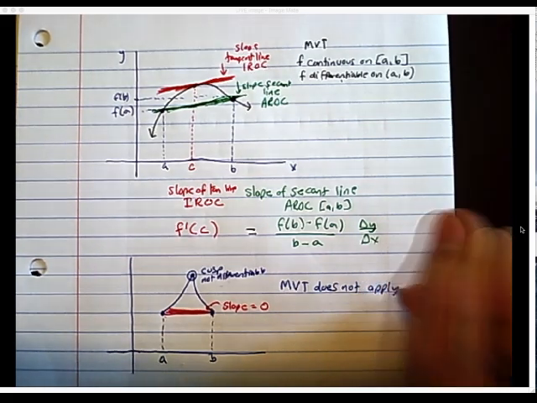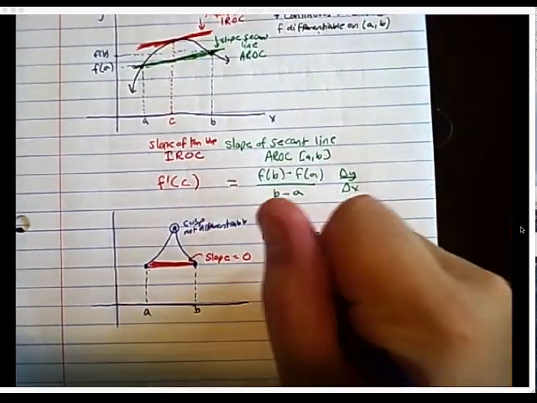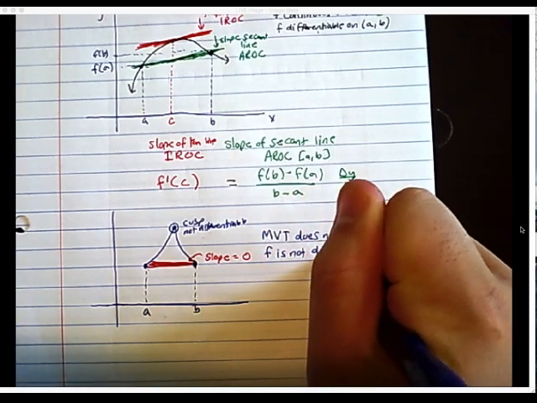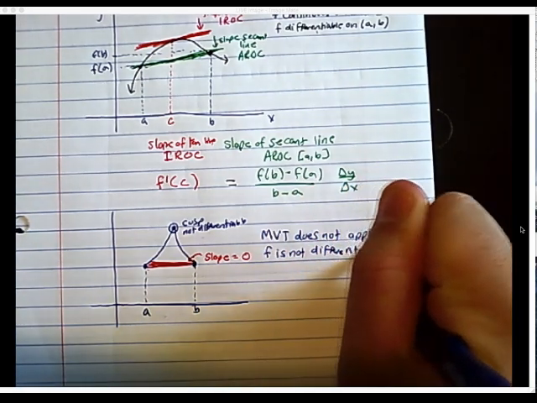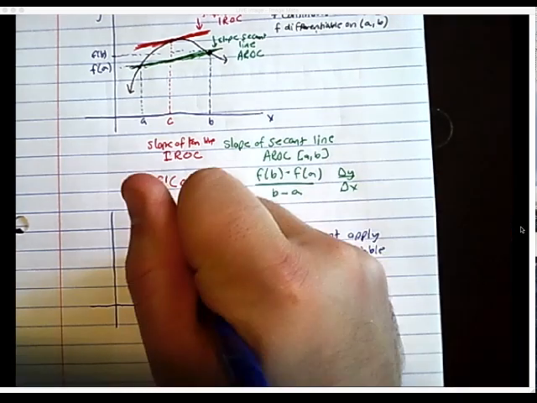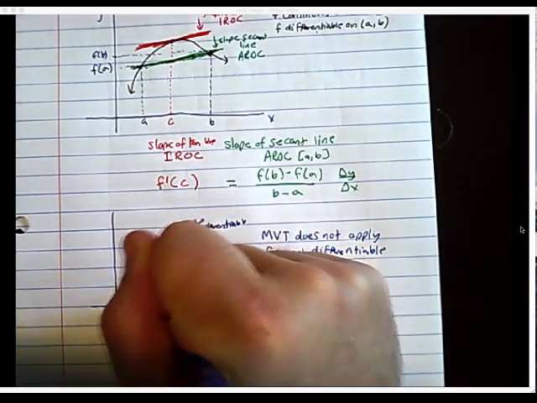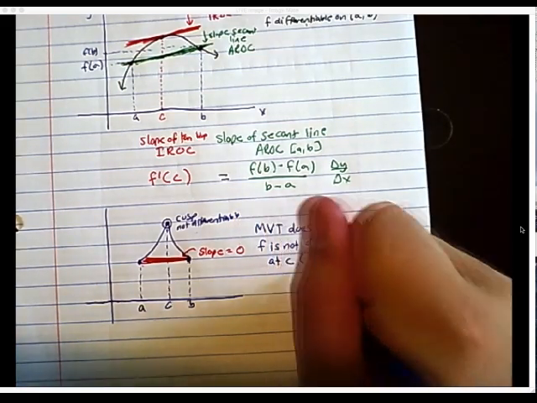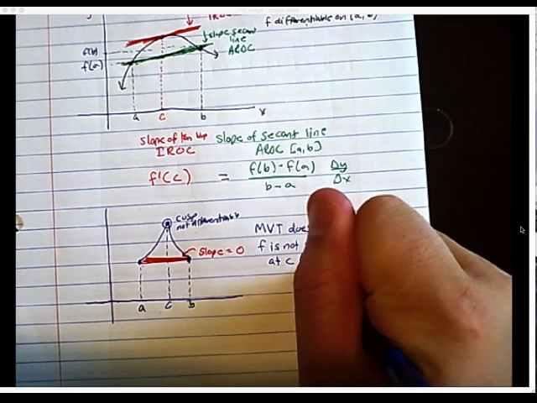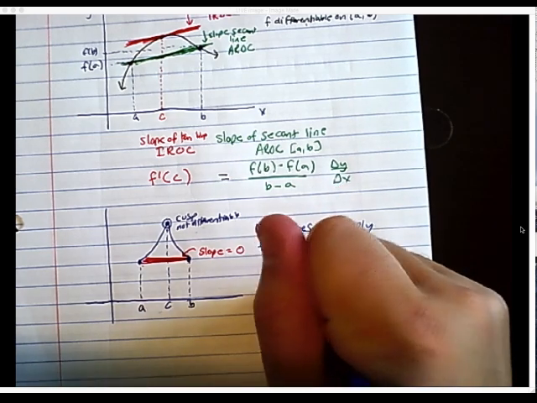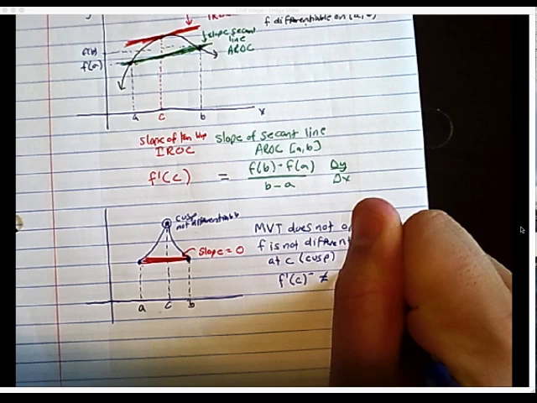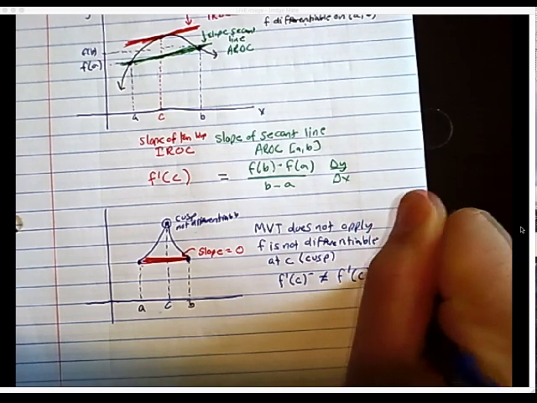So here the mean value theorem doesn't apply because f is not differentiable at this C. There's a cusp, which means that the derivative at C coming in from the left does not equal the derivative at C coming in from the right.